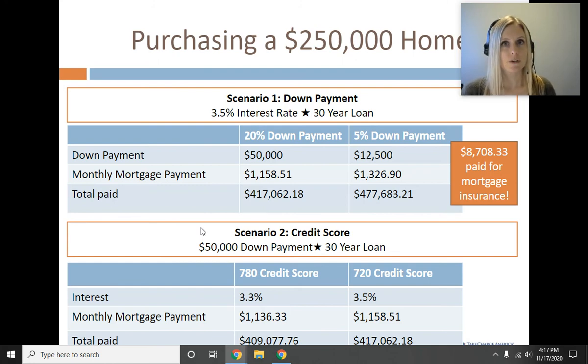If you have a slightly lower credit score, a 720, you're going to be paying a little bit more in interest, so 3.5%. So it only equates to about $22 extra a month in your monthly payment. But over the course of the 30 years, you're going to be spending another $8,000 on that house. Just shows you how much interest you pay on a home loan. So the more that you can come up with at the beginning in cash, the less impact this number has, for sure.